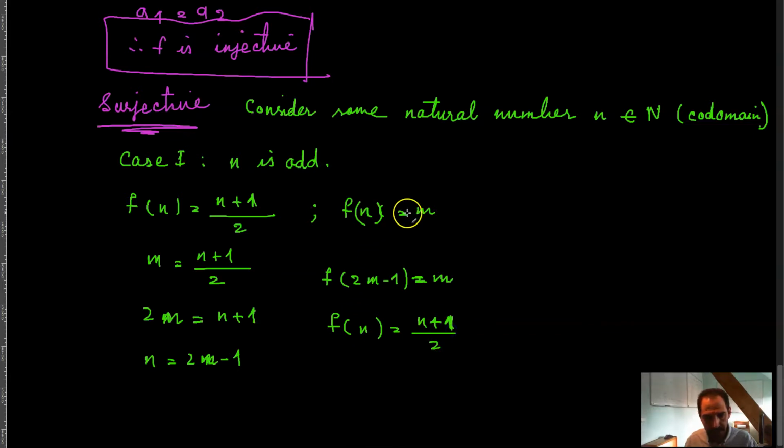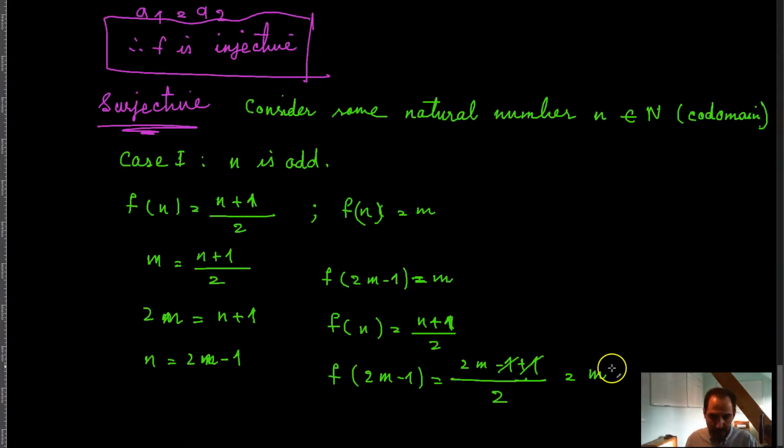Because over here you have f of n is equal to (n plus 1) divided by 2. And so if I take my input as 2m minus 1, f of 2m minus 1 is going to give me (2m minus 1 plus 1) divided by 2. These two will be cancelled out, 2m divided by 2 is going to give me m. So that means that for every output m of the function, there is 2m minus 1 which will be mapped to that m, or that m is the image of some 2m minus 1 in the function.